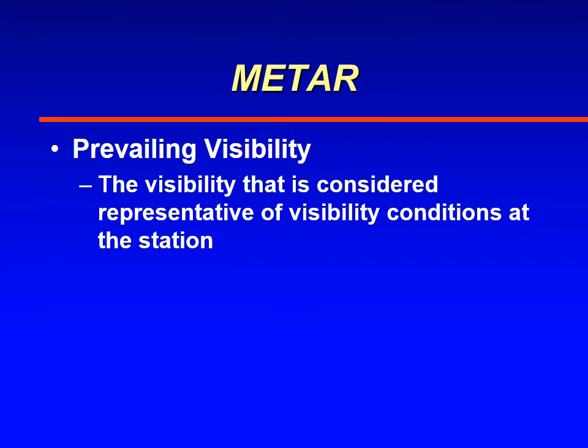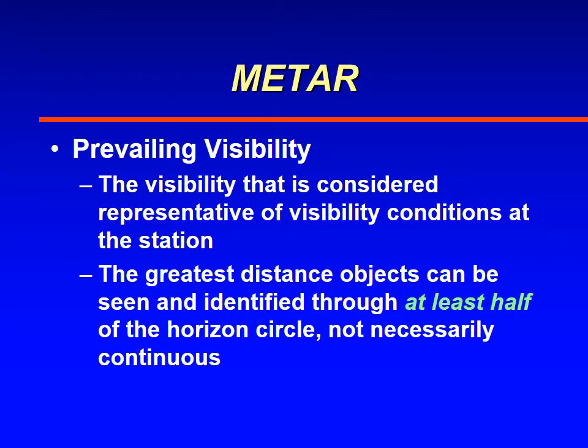The second definition is the one that has been around forever. The greatest distance an object can be seen and identified through at least half of the horizon circle, and that need not be continuous or contiguous. And what that means is with a human weather observer, they would look around and see how far they can see, the greatest distance they can see. So this is the definition that's been around since METARs and surface observations were started a long time ago, and still it's used at locations where they have humans observing the weather.